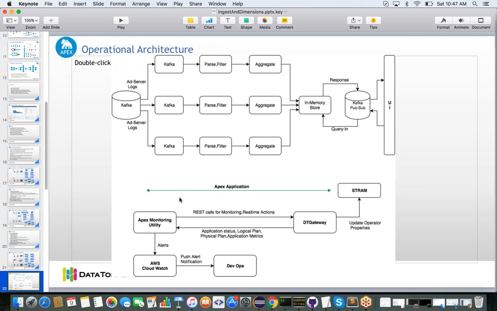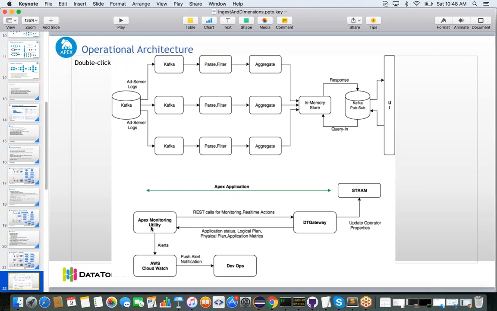Down at the bottom, you would have typically the operational layers for running a production system, a truly enterprise-grade production system. So there was a monitoring utility for monitoring the Apex application that used to interact with the DT gateway, which in turn can set operator properties on the fly by interacting with the STRAM, or get some operational metrics from STRAM, like how many events are processed by the Kafka operator per second, or how well the parser is doing on CPU, memory, how many events it's crunching, or how the aggregator is doing. All of those operational metrics can be queried using a REST API, and the DT gateway basically facilitates that conversation with the STRAM and returns those back to the monitoring utility.